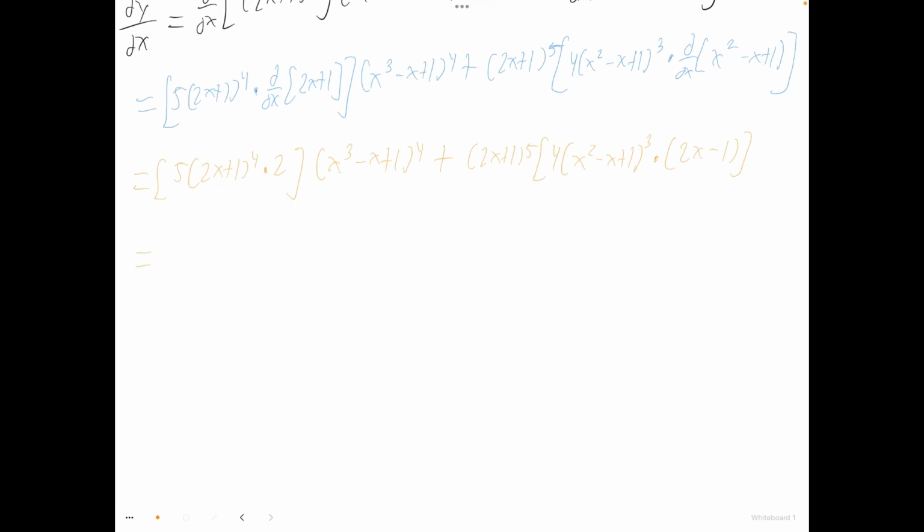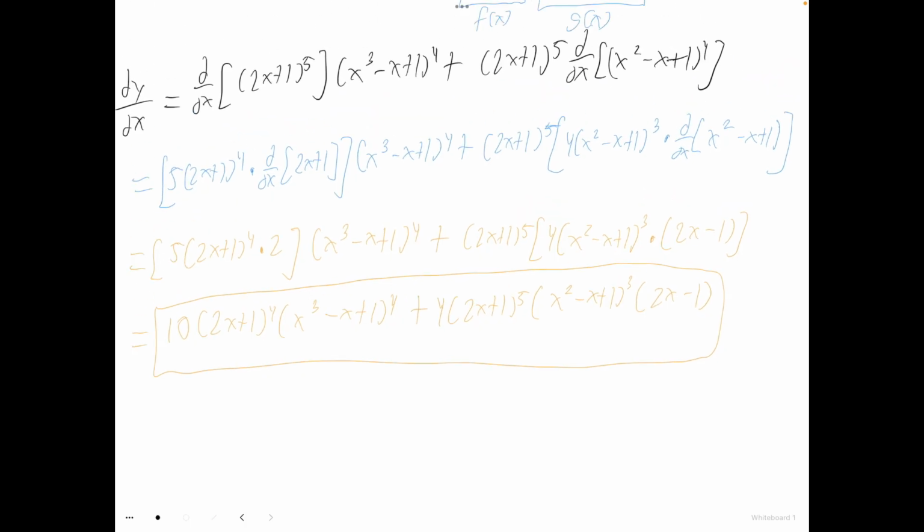Multiplying all of this out, we get 10 times 2x plus 1 to the 4th times x cubed minus x plus 1 to the 4th, plus, we're going to pull the constants out in front, 4 times 2x plus 1 to the 5th times x cubed minus x plus 1 cubed times 3x squared minus 1. And that is about as simple as we can make it without multiplying all of those out. And so that would be our answer for this derivative.